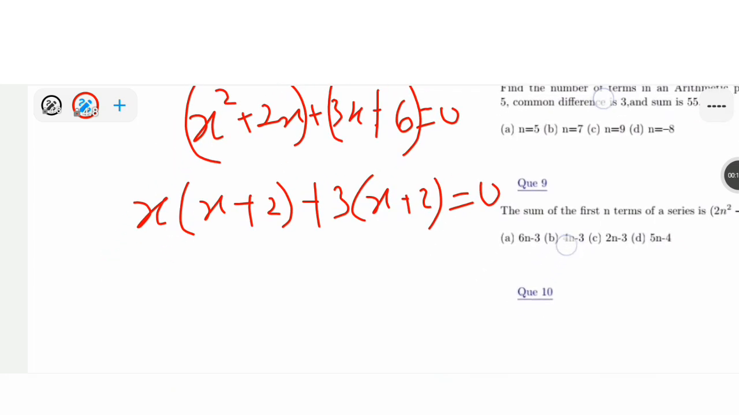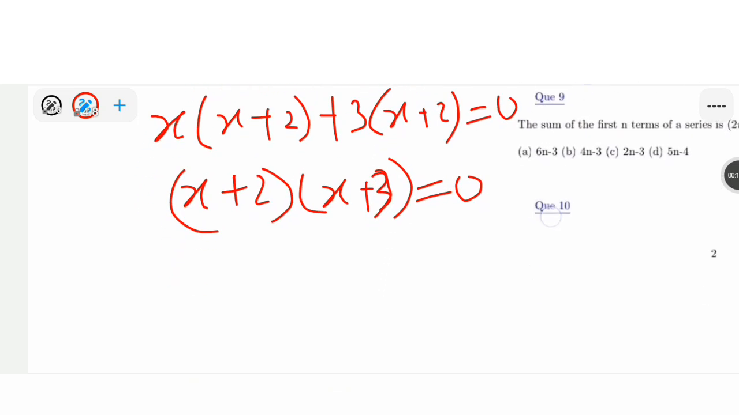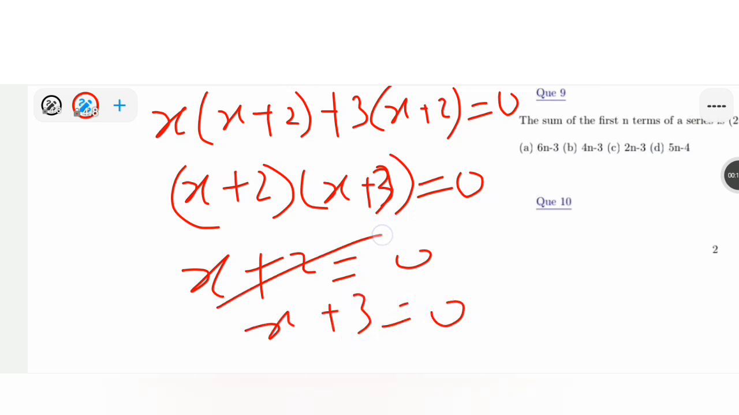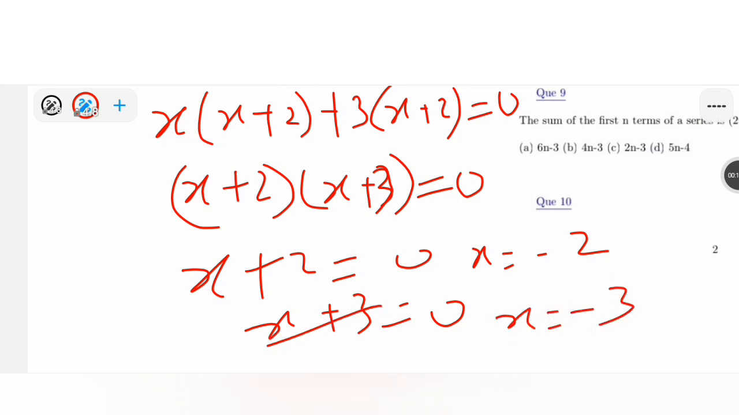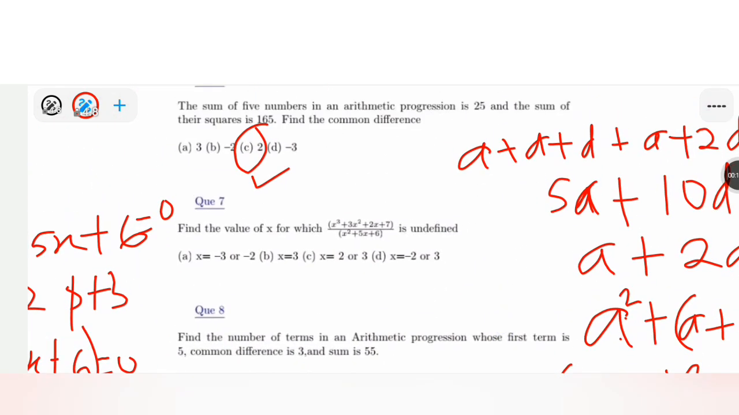So I'm equating to 0. So x plus 2, x plus 3. You have two answers, x plus 2 and x plus 3. If you solve this one, you will get x equals minus 2. If you solve this one, you will get x equals minus 3. So the answers are x equals minus 2 and x equals minus 3. So that's option A.